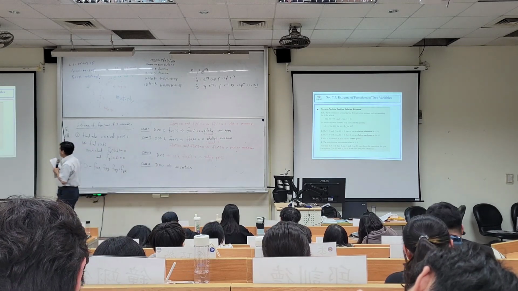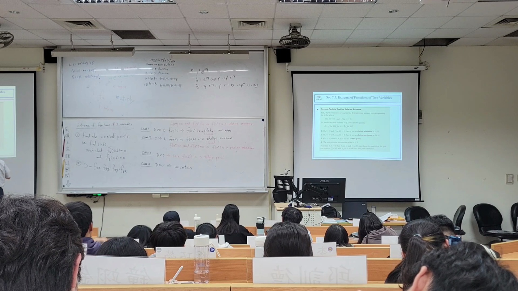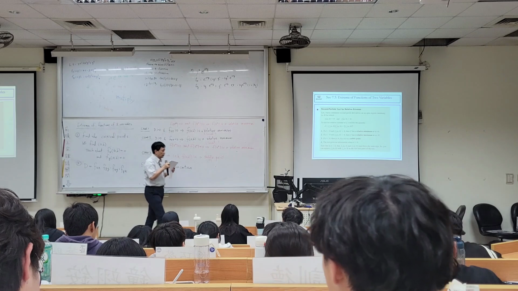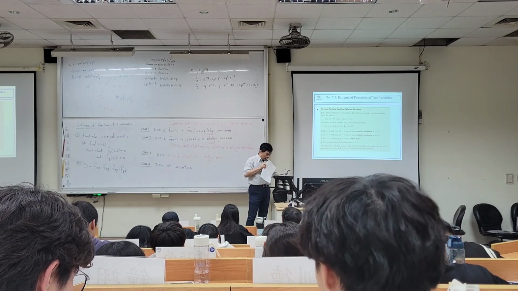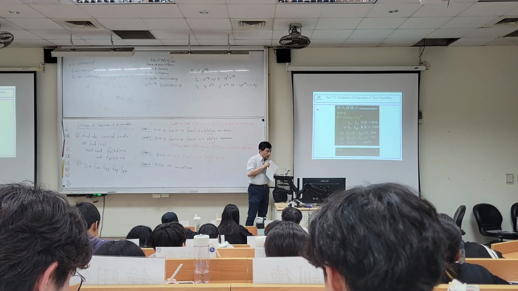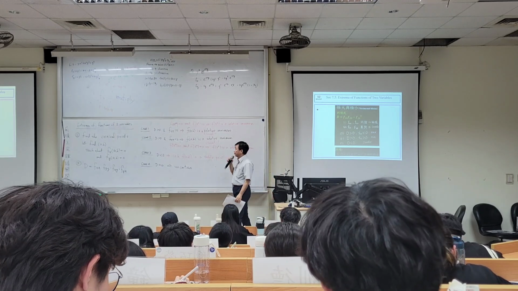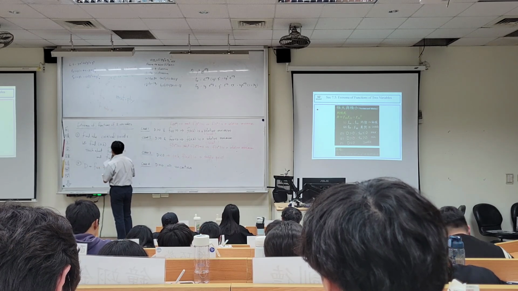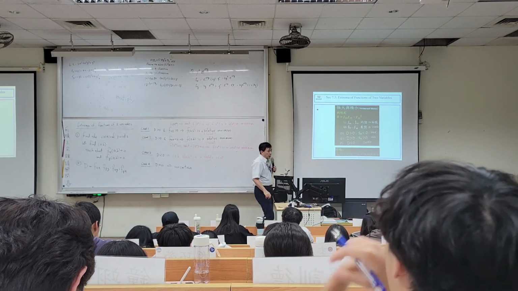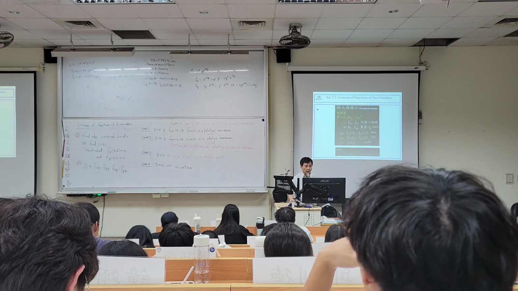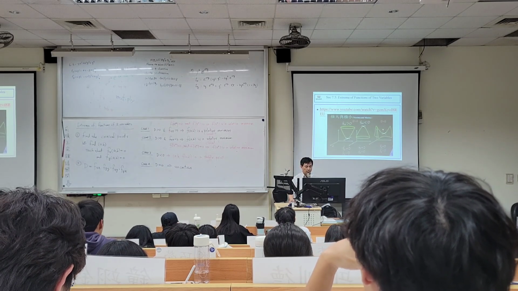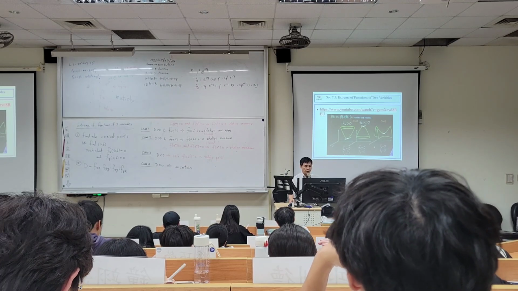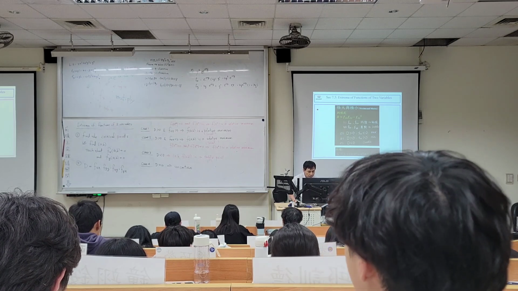Okay, second, let me rearrange the whole thing a little bit. So here we will find the maximum and minimum for a bivariate function f(x,y). First of all, you need to find the critical points. So you need to have f sub x is 0, f sub y is 0.